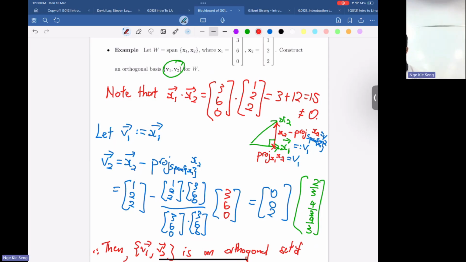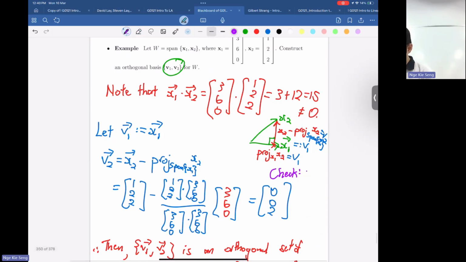One way to check is, if you get this solution, go and dot it with your x1. So let's check this: I take (0, 0, 2) dot with my x1. Do I get 0 or not? I should get 0.